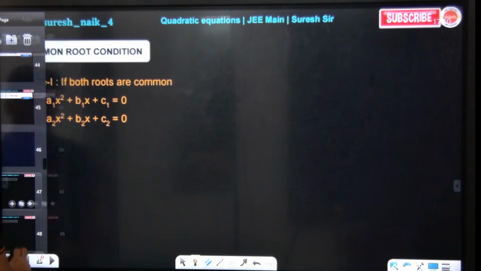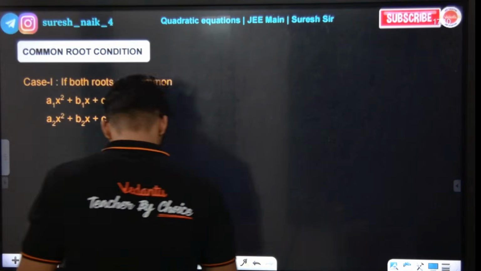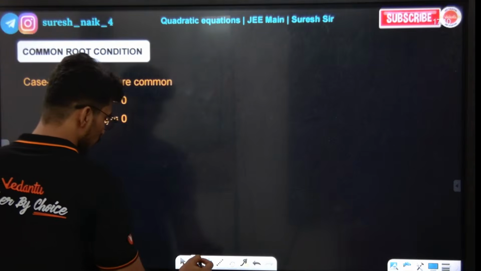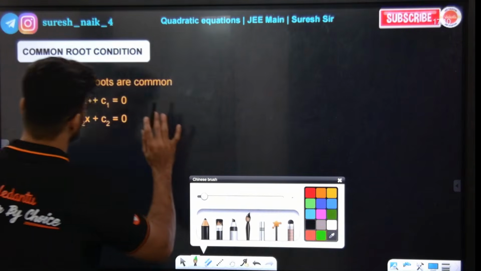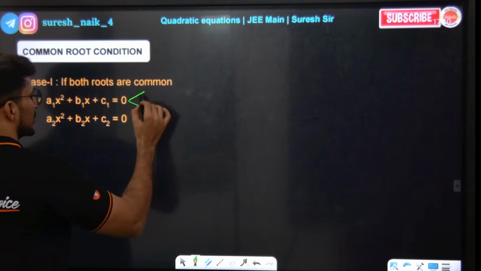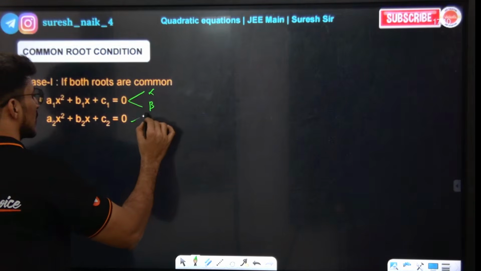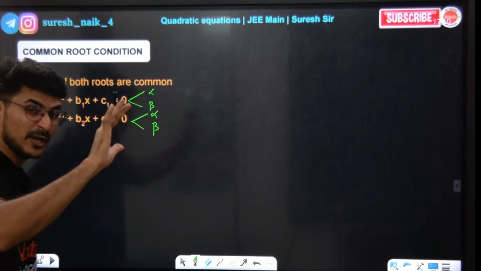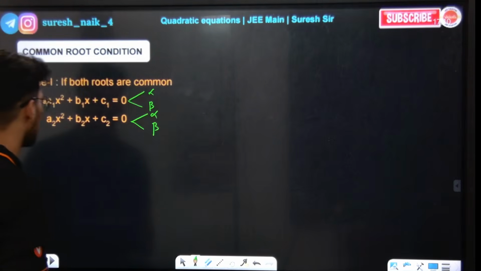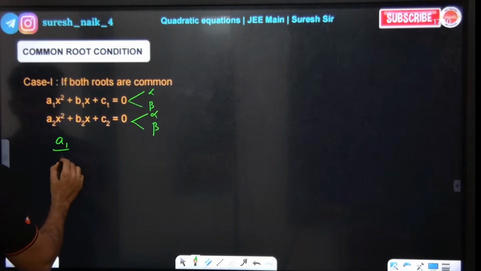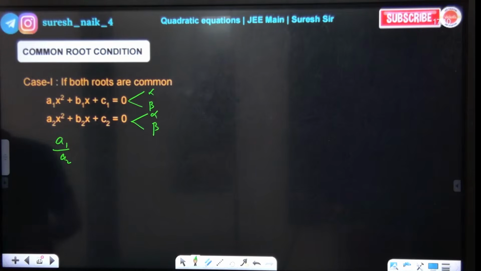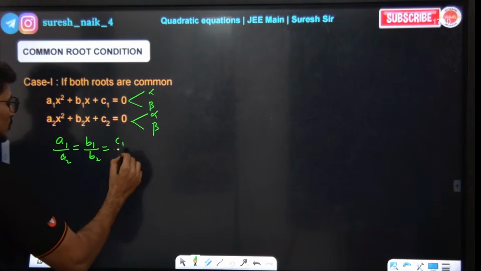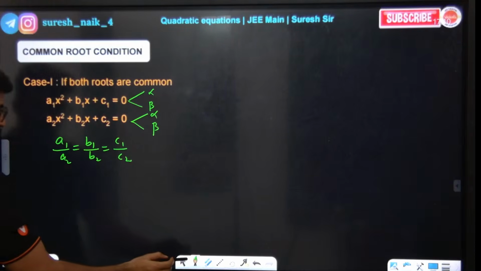Now, common root condition. Sir, what do we do for the common root condition? Common root condition is nothing but, see, if both roots are in common, for example, the quadratic equation has alpha beta and the other quadratic equation also has alpha beta. So both roots are common, both the same. Then what condition should we apply? a1 by a2 is equal to b1 by b2 is equal to c1 by c2. This is the condition.